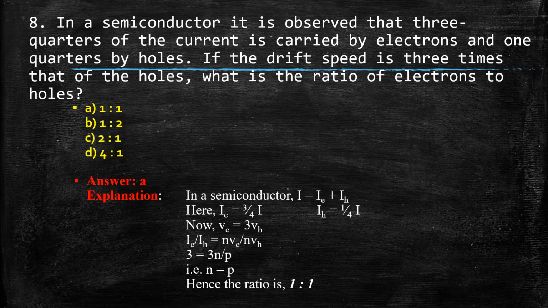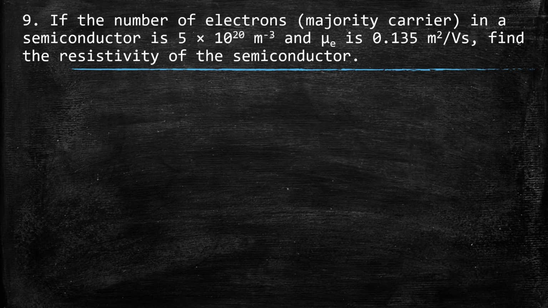The answer is A. In an intrinsic semiconductor, the total current is given by IE plus IH, and from the problem given, IE is 3/4 of I and IH is 1/4 of I, and we have also been given the drift velocities to be V to be 3 times VH. Substituting, we finally find the ratio of the electron and hole concentration to be 1:1.